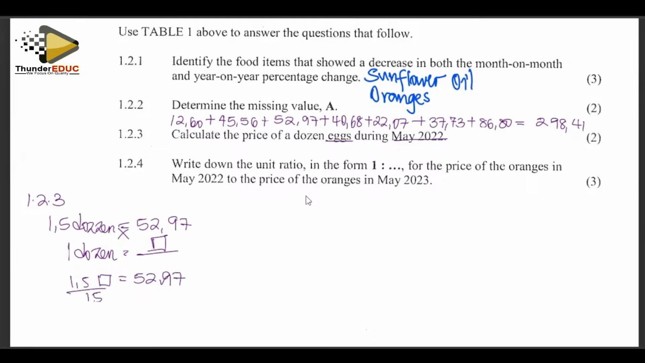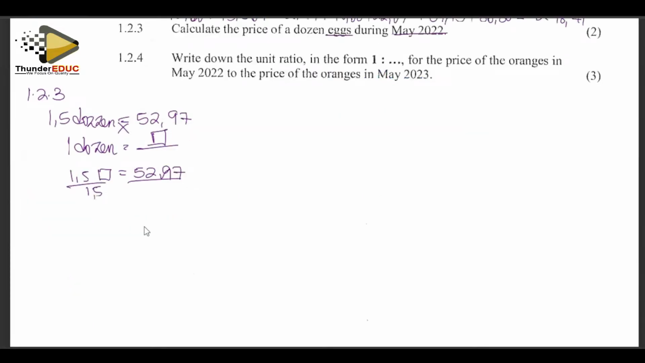So we divide through by 1.5 and divide through by 1.5. So we are looking for the cost of only one. So 52.97 divided by 1.5. So here the answer became 35 rands, 31 cents.